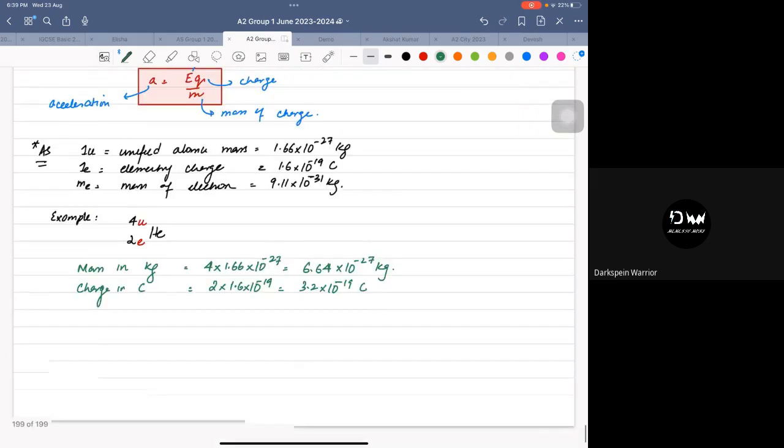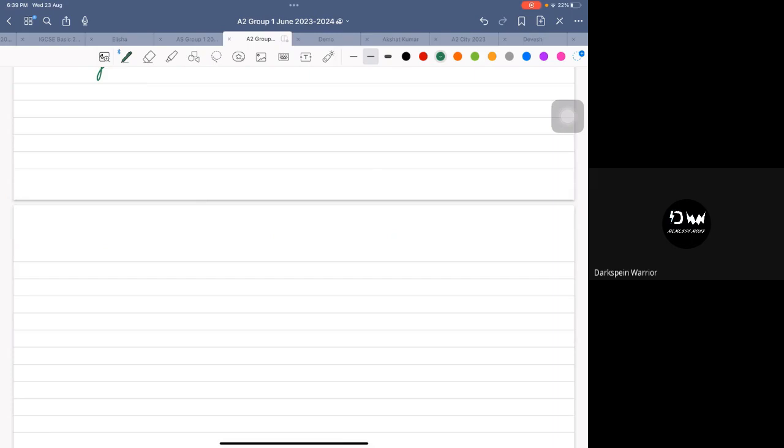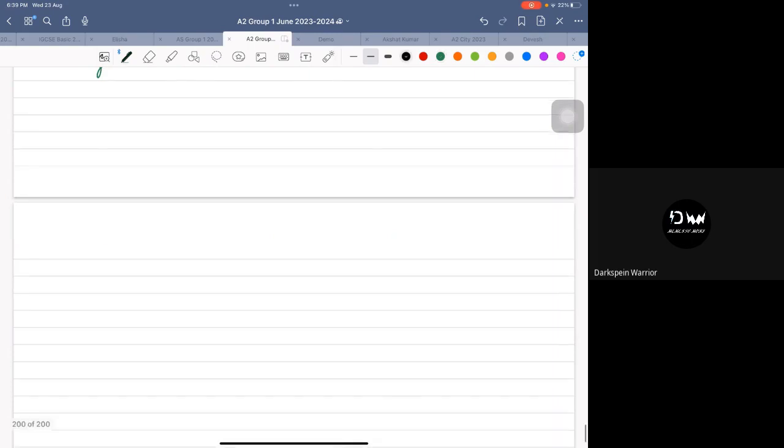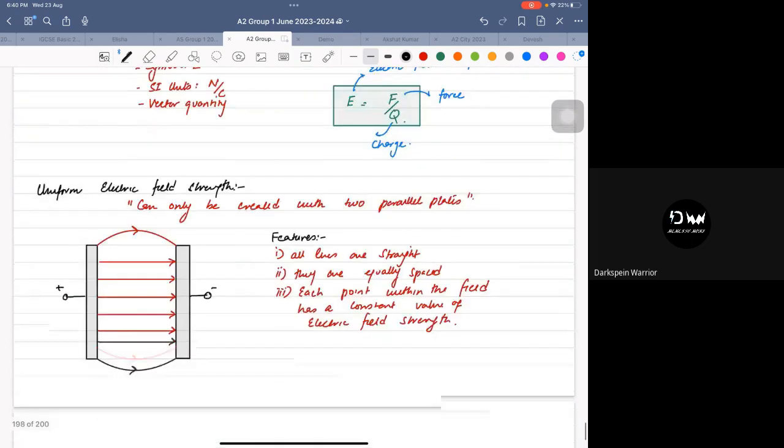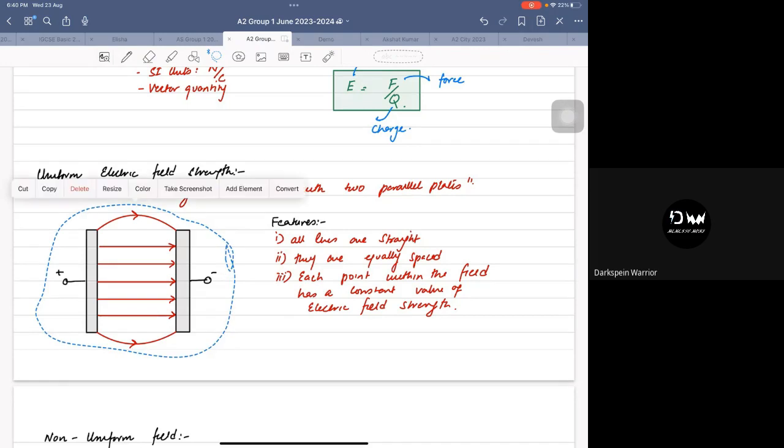All right, so this was the AS portion that is required. The next thing is that we now need to start working. We're going to analyze the uniform electric field and how it works. So I'm just going to copy this. I don't want to draw it again.